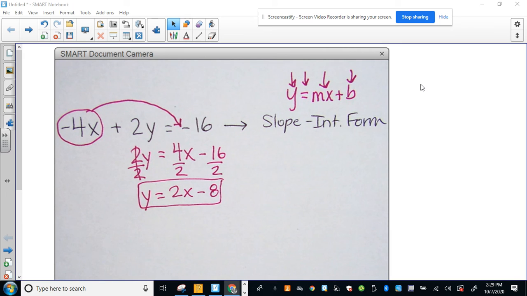You need to be familiar with both. However, the good thing about Desmos calculator is you can graph from both of those forms, standard form or slope-intercept form. However, you do need to be able to move them back and forth on your own.